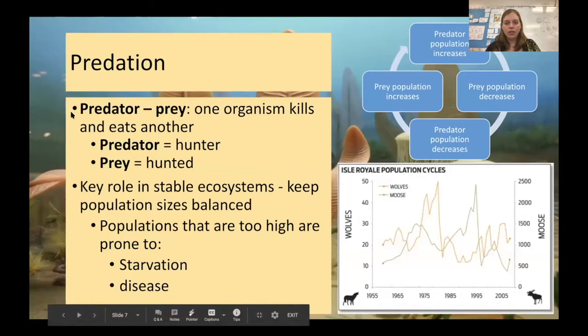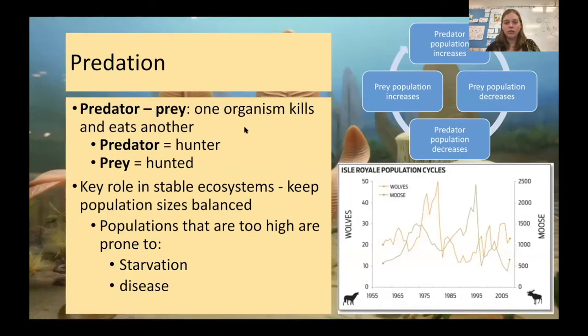If we look closer at predation, remember one organism is going to hunt and kill another. The predator is the hunter and the prey is the hunted. I call my cat a little predator because he's such a great hunter. Predation is a key role in stable ecosystems. Remember, stable ecosystems have populations that can be predicted from one year to the other based on food availability. Populations that get too high are prone to starvation and disease.